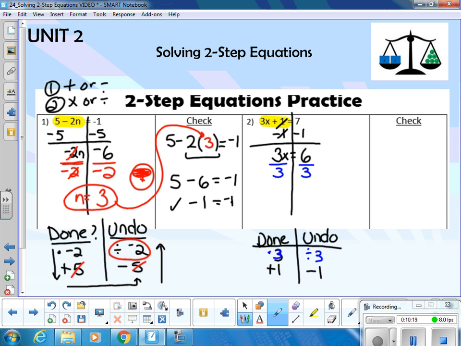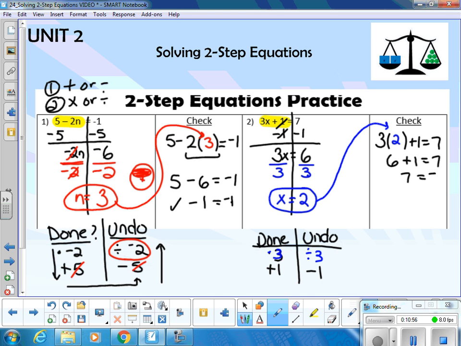So I'm going to divide both sides by 3. 3 divided by 3 is just 1x. 6 divided by 3 is 2. So now I got my solution, x is now 2. Let's check it and see if we're right. 3, and in place of x, I'm going to put my parentheses, plus 1 equals 7. I said x was 2, so let's plug it in and see what we get. 3 times 2 is 6, plus 1 equals 7. 7 equals 7, that's a true statement, so I know my answer is correct.